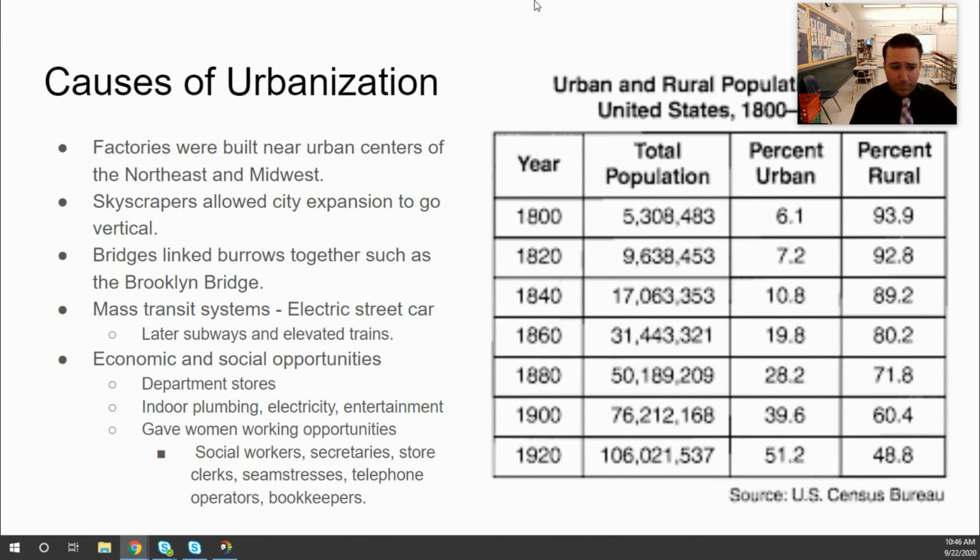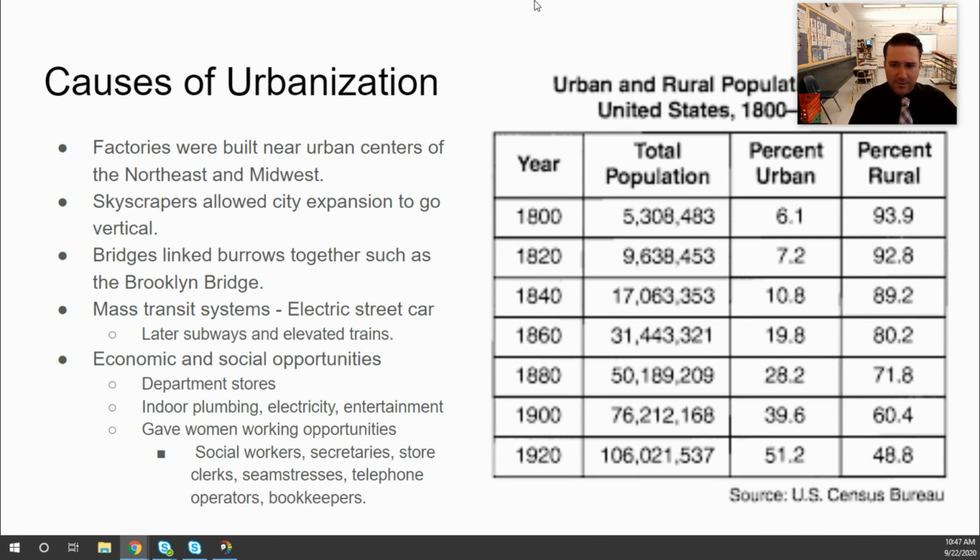Same thing with indoor plumbing, electricity, and entertainment. There are concert halls. There are theaters. There are things for people to go do on their downtime after they get off work, and it's more so, of course, for people of certain wealth classes. But that is an attractive feature of the city. It's why you would want to live in the city: there is more culture and entertainment there.